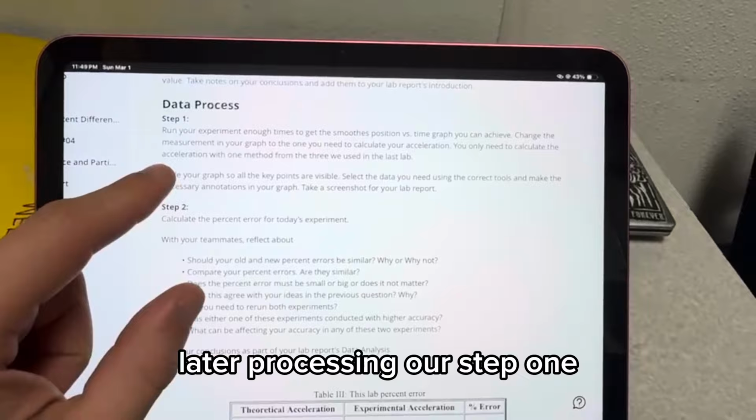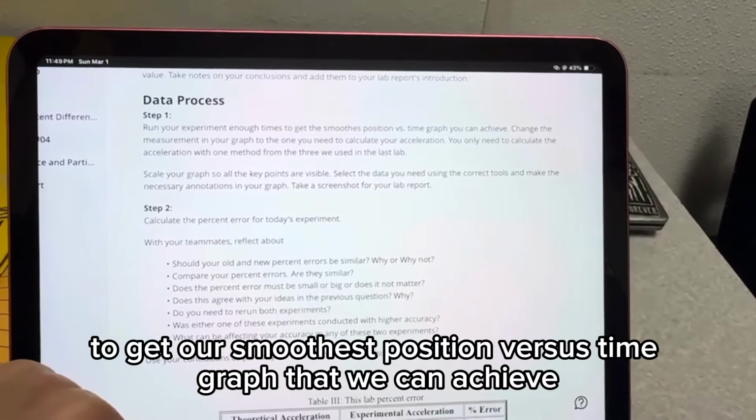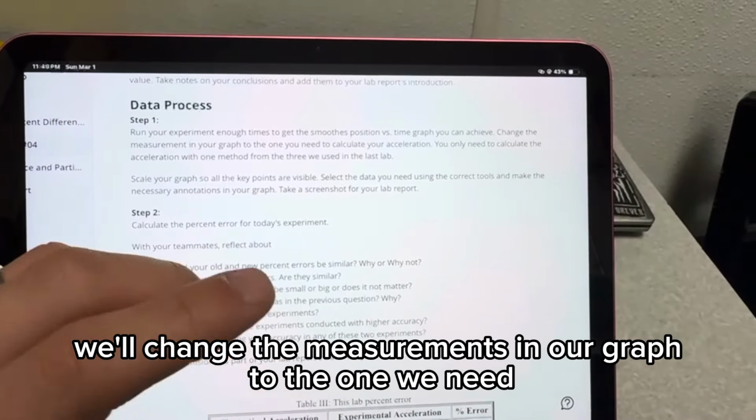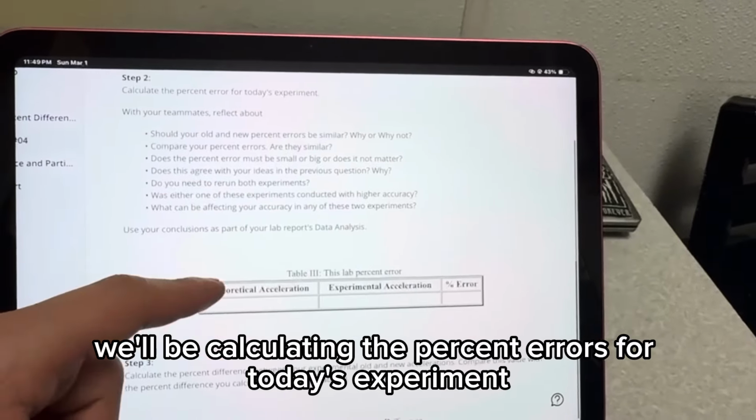between the two. After processing our step 1, we'll be running our experiment enough times to get our smoothest position for the time graph that we can achieve. We'll change the measurements in our graph to the ones we need to calculate acceleration. For step 2, we'll be calculating the percent errors for today's experiment.